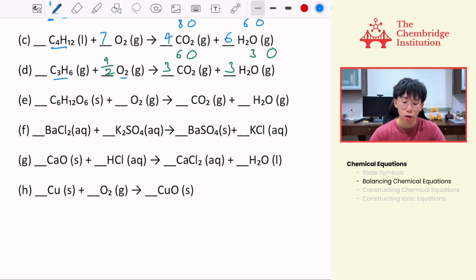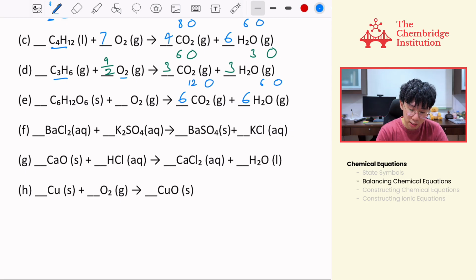Okay, now it's a bit complicated because this first one also has oxygen as well, so just pay attention to that. Otherwise, it's the same thing. C6H12, so there's 6 carbons, so I put 6 over here. There's 12 hydrogens, so I put 6 over here as well to balance the number of hydrogens. And then to balance the number of oxygens, there's in total 12 oxygens from here, and there's 6 oxygens from here. So there's 18 oxygens on the right.